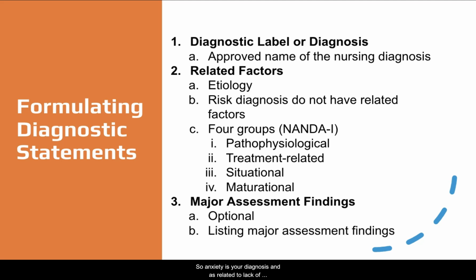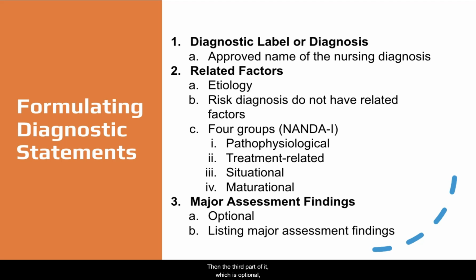So anxiety is your diagnosis, and as related to lack of knowledge of a scheduled surgical procedure. So that's your related to factor, right? And then you have your risk diagnoses. So this is, once again, where the actual problem hasn't happened yet. This is a risk diagnosis. So the patient is at a risk for falling. Over here, you're not going to have related to factors because the problem has not happened yet.